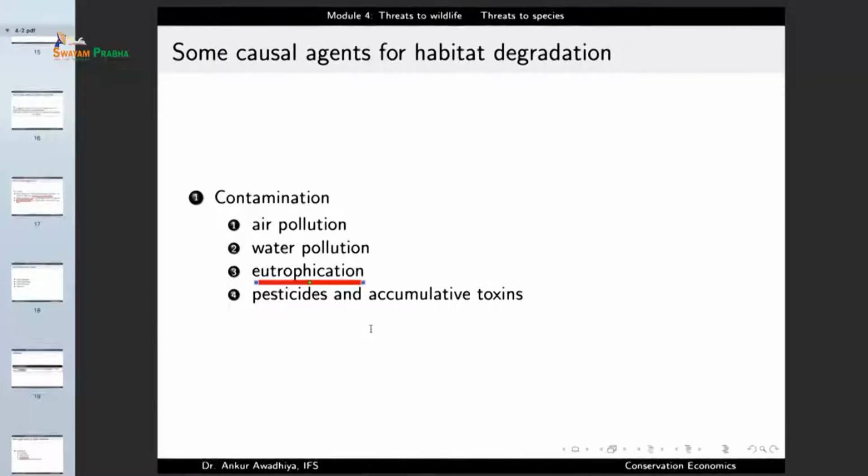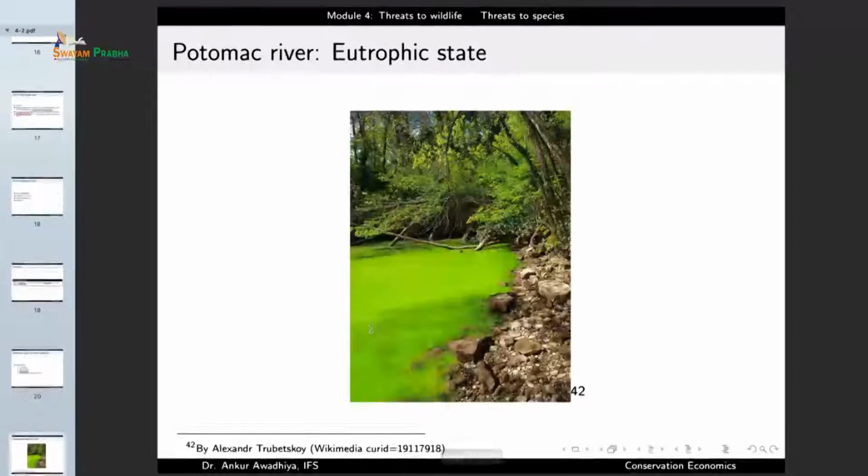Pesticides and accumulative toxins. Pesticides can also reach the water bodies together with the rainwater, and these pesticides can get accumulated in the bodies. Now, this is an example of a eutrophied state of a water body. This is the Potomac River, and here we can see such a profuse algal growth because the amount of nutrients in this water body has gone up.